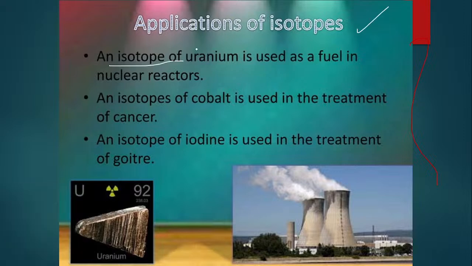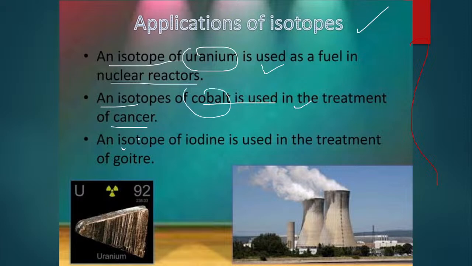An isotope of uranium is used as a fuel in the nuclear reactors. Isotopes of cobalt are used in the treatment of cancer. Isotopes of iodine are used in the treatment of goiter.